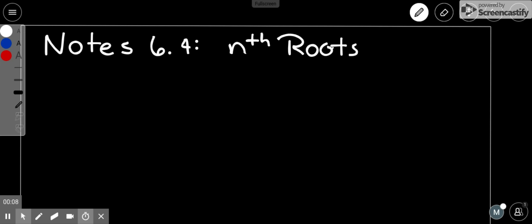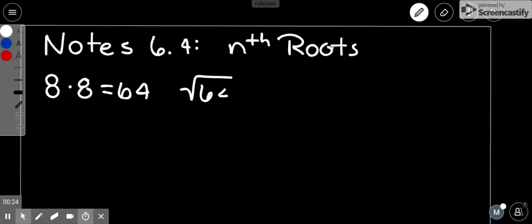Going over our notes about the nth roots. Now, we already know that 8 times 8 equals 64. And if we wanted to go backwards on this, we would show it as the square root of 64. And we know that that would be 8 because 8 times 8 is 64.